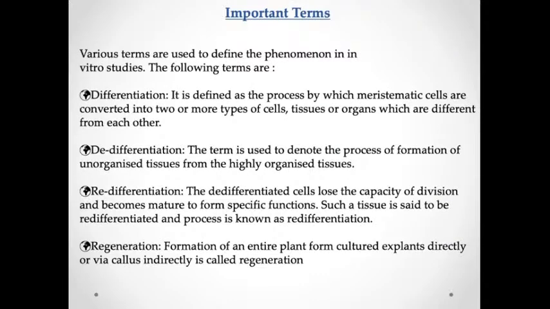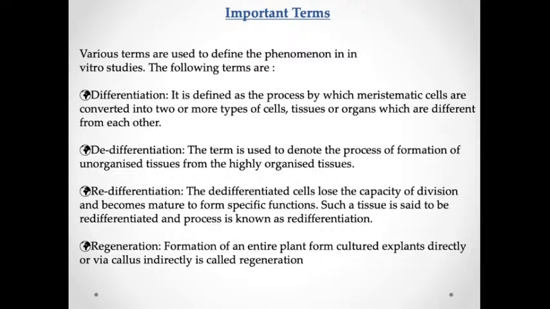So these we have discussed already yesterday: differentiation, de-differentiation, redifferentiation, regeneration. Again, I have put up these terms because they are important in remembering the things of plant tissue culture. So a little bit of repeat from yesterday. Differentiation is defined as the process by which meristematic cells are converted into two or more types of cells. Meristematic cells are divided into two or more types of cells which are different from each other.